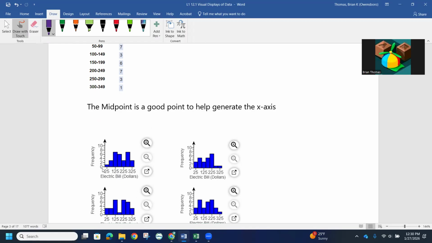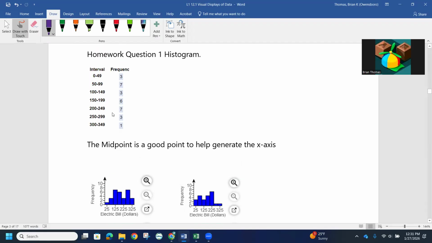So notice how if we look at the x-axis, it's actually got this 25 and then 125. They're not trying to label everything, but notice how if you look here, the class width is actually 50. The class width for this is actually 50. It's going 0, 50, 100, 150, 200, 250, 300.